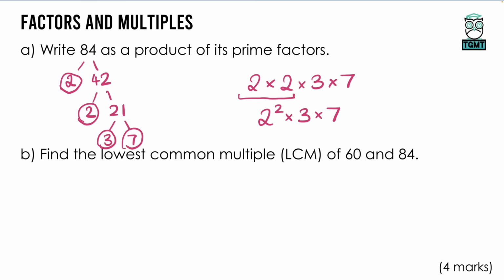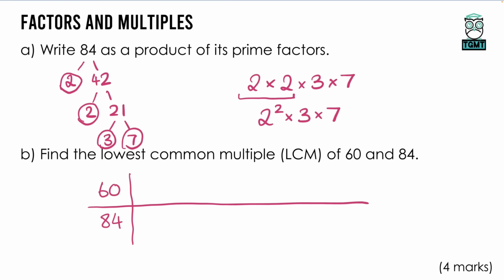The next part asks us to find the lowest common multiple of 60 and 84. Now there is a method of course where you can do this using a Venn diagram as well, but for 60 and 84, I'm going to hope it doesn't take too long to get to my final answer. Because 60 ends in a 0, it gives me a bit of a hint that I'm either going to have to times 84 by 10 or by 5. Otherwise it's not going to end in a 0.